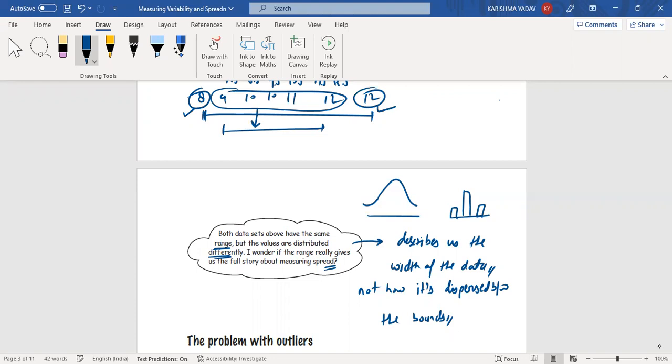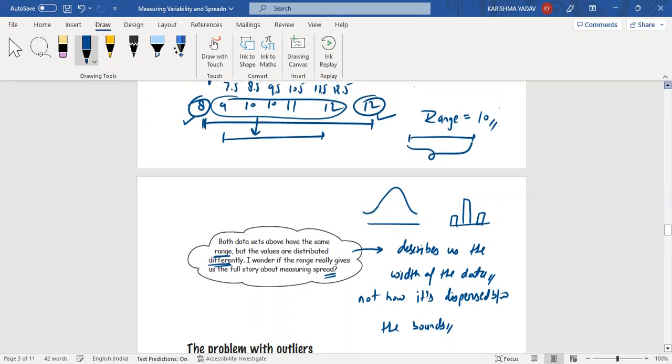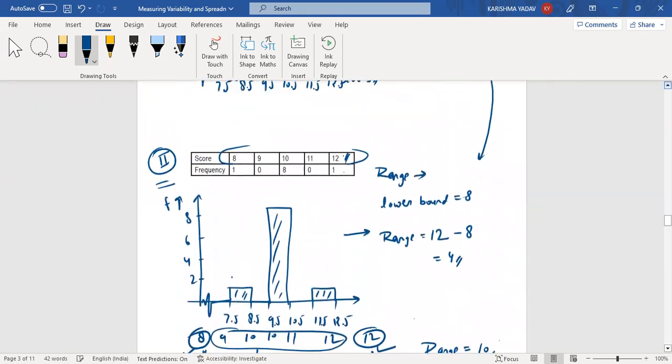If I give you any value, let's say the range for a particular data set is 10, then you don't know how these values are distributed between the bounds of this range. The problem here is that both sets of data have the same range, but the second set has outliers. This set has outliers.